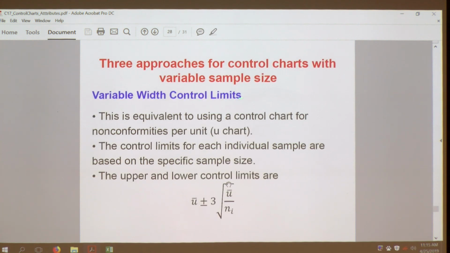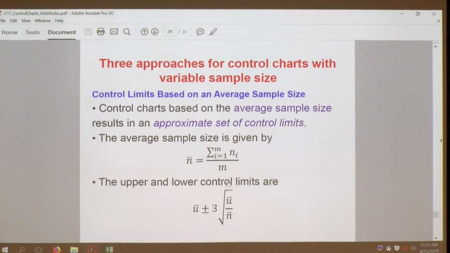So variable with control limits, this is equivalent to using a control chart for non-conformities per unit. And the control limits for each individual sample are based on a specific sample size. So based on the specific sample size. Okay?